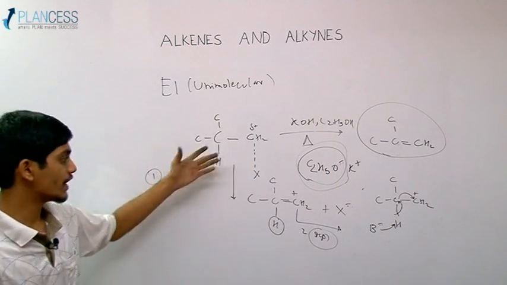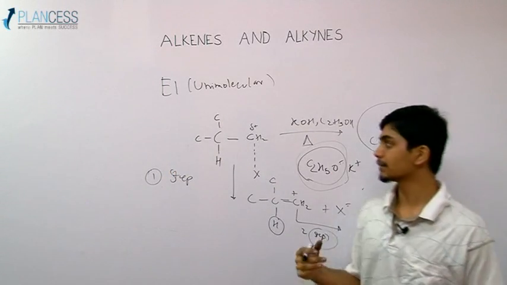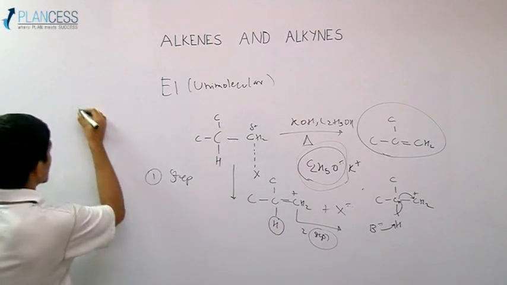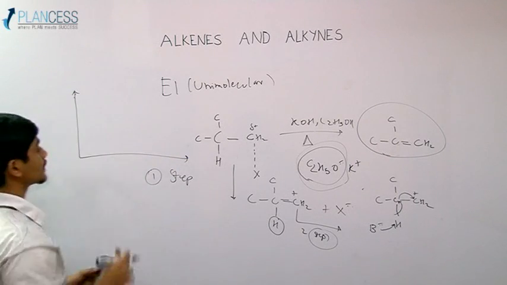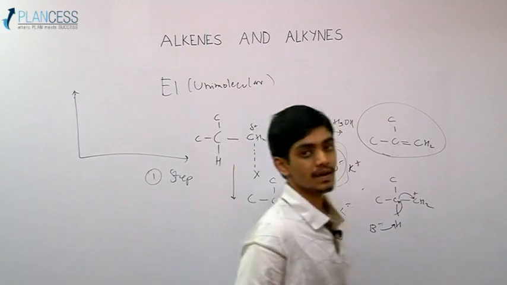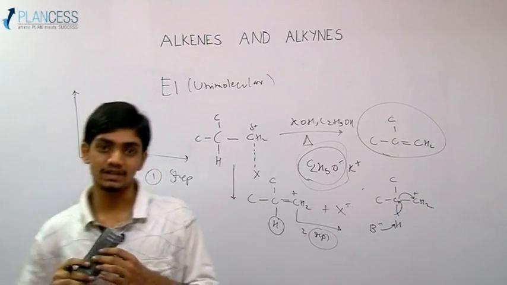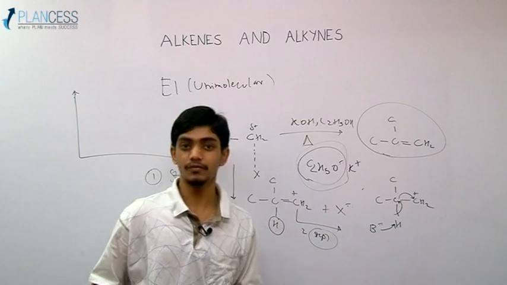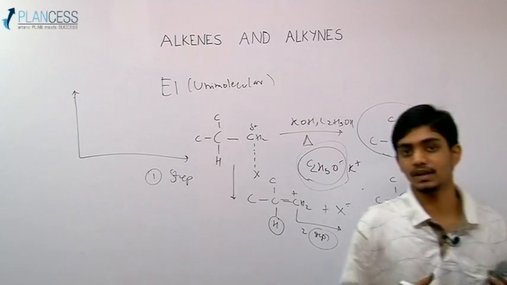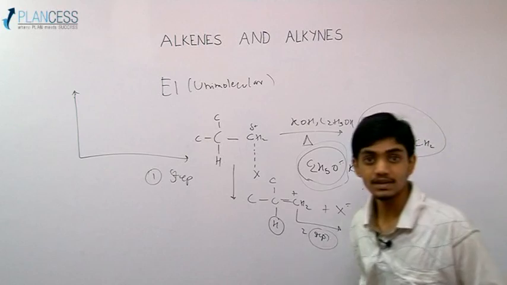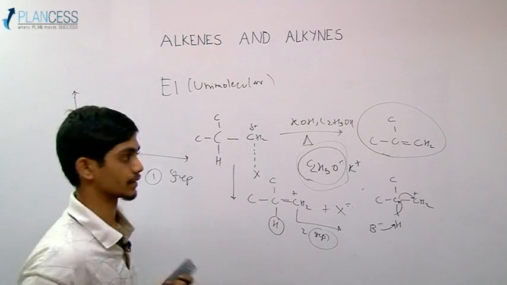But now, why is this step the slowest step? We can show that with the help of an energy diagram. And what are the reasons, and how can we make this reaction faster? What are the factors that we can apply so that this reaction proceeds faster? Because we value time as well as money. So if this is an economical method, it must also be a fast method. Otherwise it is a useless method.